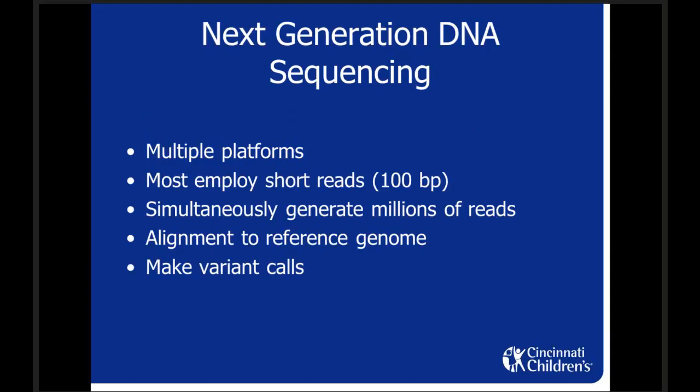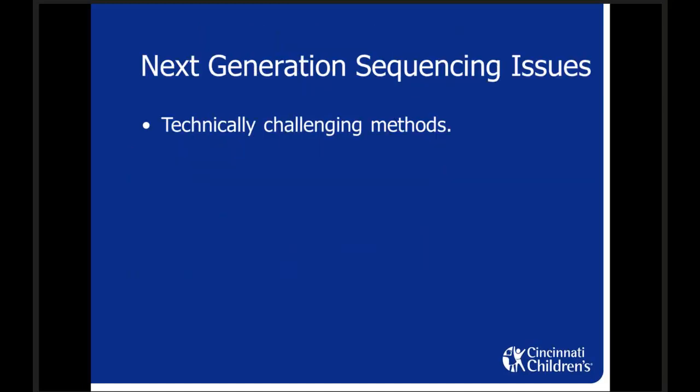Now, with next generation sequencing, there are some things that need to be taken into consideration. There are multiple platforms that can be used to generate this data. Most of these employ short reads of about 100 base pairs. They generate millions and millions of reads, and then those reads are aligned to the reference genome. Any place where it's different, once you've aligned it to the reference genome, is considered a variation, and that's what we're looking for.